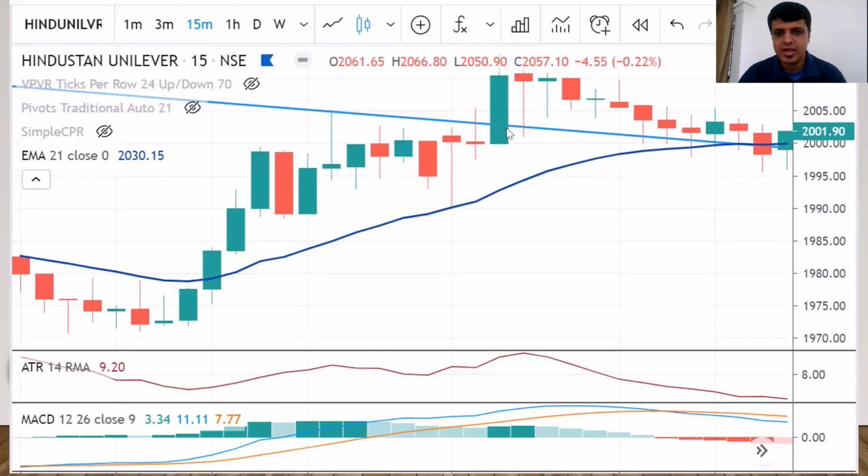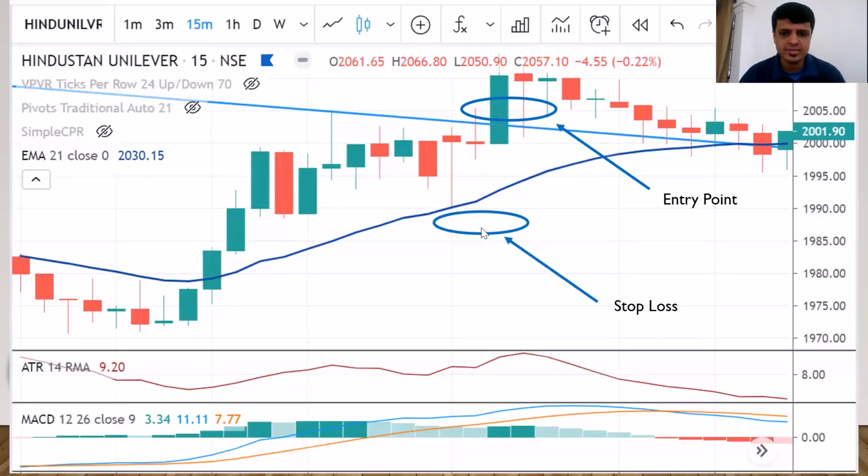1998. If I had put my stop loss here, it would have gone. But what I did was I put my stop loss at somewhere around 1989, if I'm not mistaken. So that's a huge stop loss. Okay, that's about 14, 15 rupees. But I was willing to give 15 rupees.